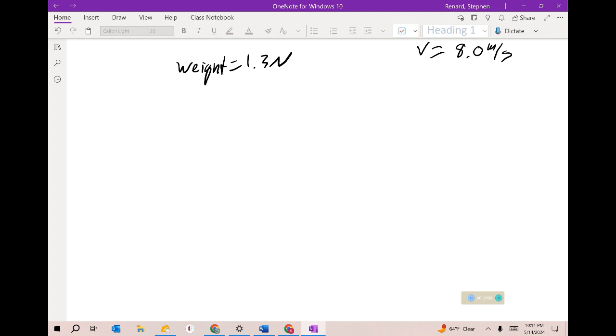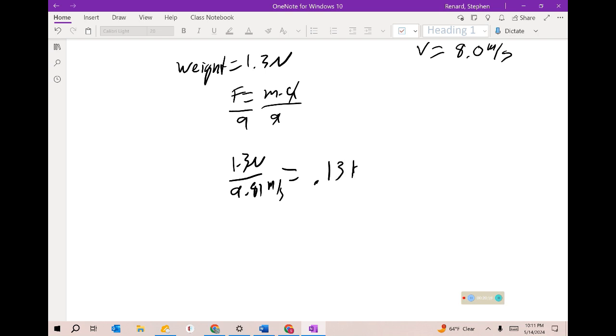So when it gives a weight of 1.3 newtons, the first thing we need to realize is that force equals mass times acceleration. Force of gravity is mass times gravity. So we're going to divide by A, which is 9.81. We have 1.3 newtons, and we divide that by the acceleration due to Earth's gravity. So we go 1.3 divided by 9.81, and we get a mass of 0.13 kilograms.